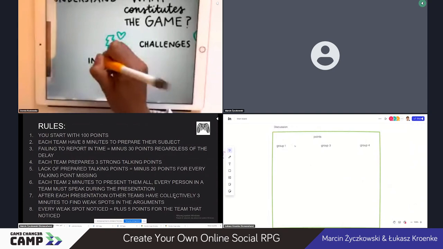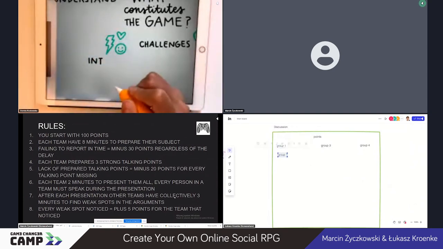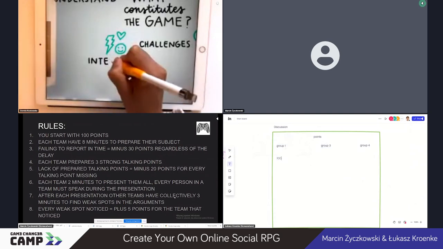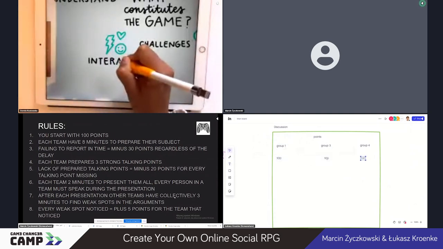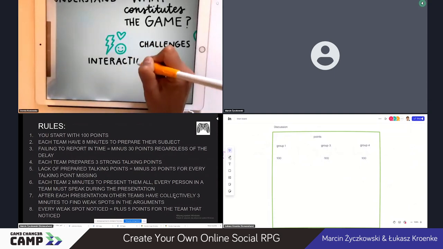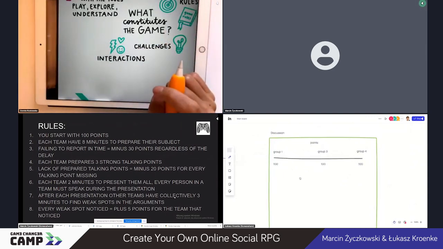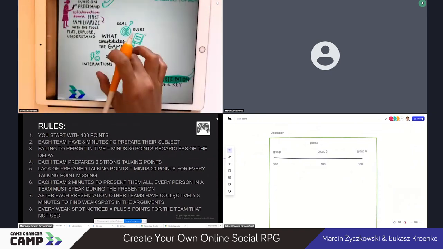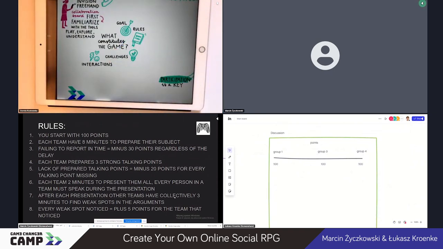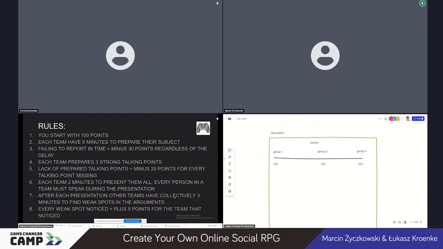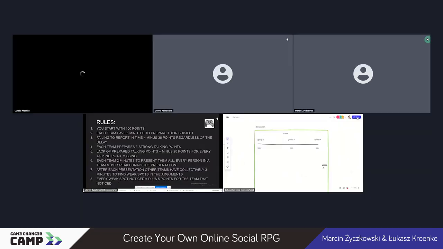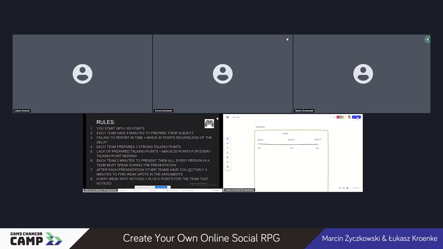After each presentation, the other teams have collectively 3 minutes to find weak spots in their arguments. The person who wishes to speak will tell us, I'm from team 1, 2, 4, 3, whatever, and I have a problem with what you said, and it's that. Every weak spot noticed equals plus 5 points for the team that noticed. So you will be gratified for actively considering what people are saying and trying to find something that is not quite perfect. Excuse me for a second.